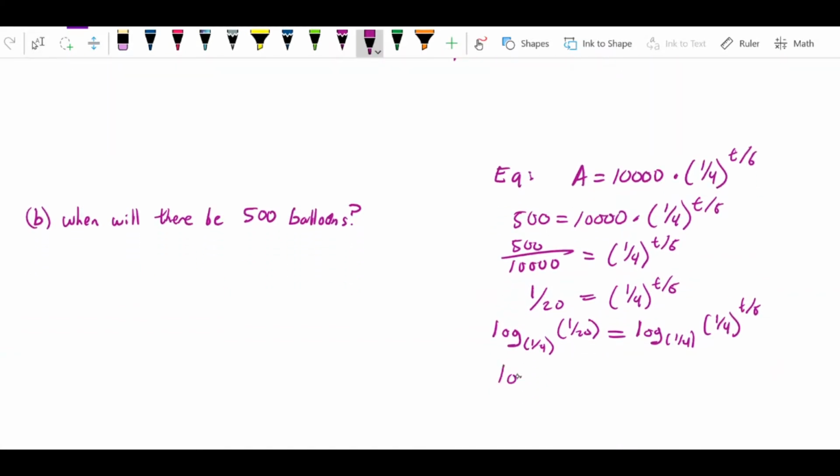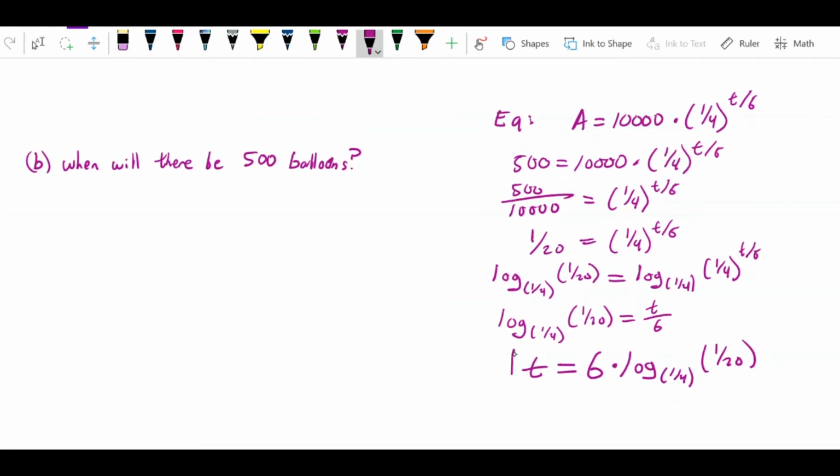That gives us log base 1/4 of 1/20th on the left, and on the right, log base 1/4 of 1/4 to the t over 6 is just t over 6. That was the whole point of using the logarithm, because it extracted that t from the exponent. I multiply both sides of the equation by 6, and I'm going to turn it around so t is on the left side. So this is going to be t equals 6 times log base 1/4 of 1/20th. Now, by the way, if this was a test that had no calculators, this would be a complete answer.